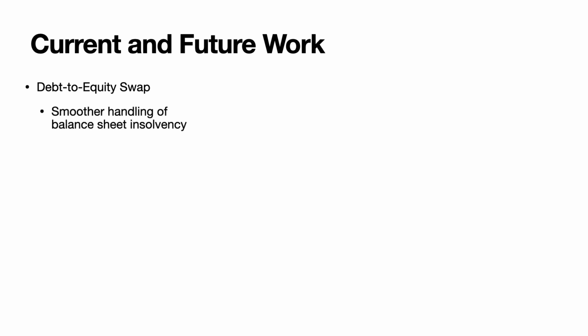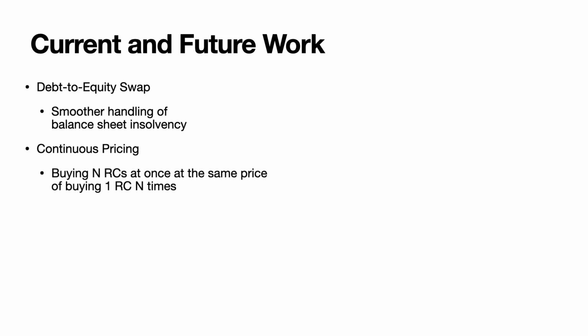Okay, now we continue to work on this stablecoin protocol. So some of the things that we're currently looking at include a debt to equity swap to obtain a smoother handling of balance sheet insolvency. We are looking at continuous pricing. So that buying n reserve coins at once will have the same price as buying 1 reserve coin n times. Currently, you can kind of get a discount if you buy lots of reserve coins at once.